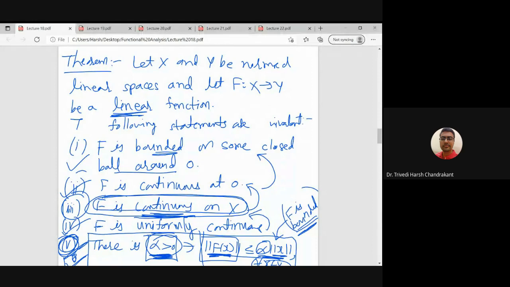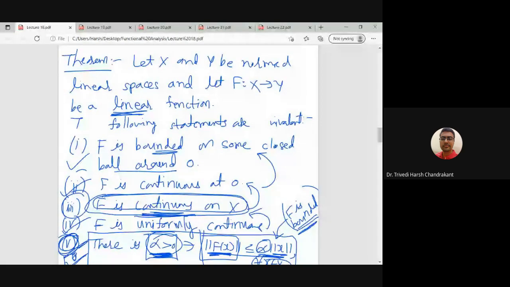So basically, we are discussing the continuous functions which are linear. The function which is linear and its domain is finite dimensional normed linear space, then such a function is always continuous. So that we discussed before this theorem, and then in this theorem we are discussing when a function defined on a normed linear space is continuous.